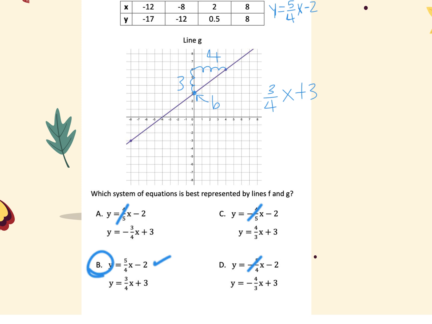But if you don't pay attention to those signs and when you're writing your equations, this could very easily be one that you miss.